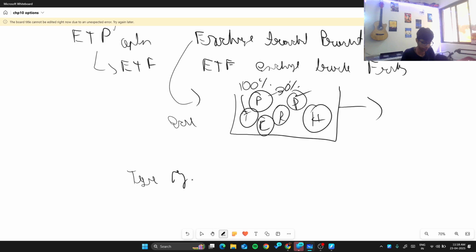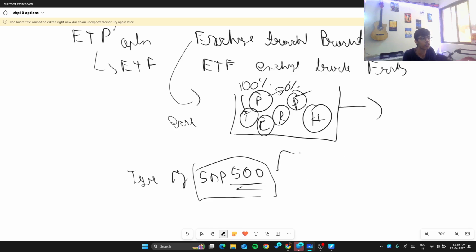Examples are S&P 500, which is an exchange traded product that consists of 500 stocks, S&P 100, and Nasdaq 100. So yeah, that's the core.